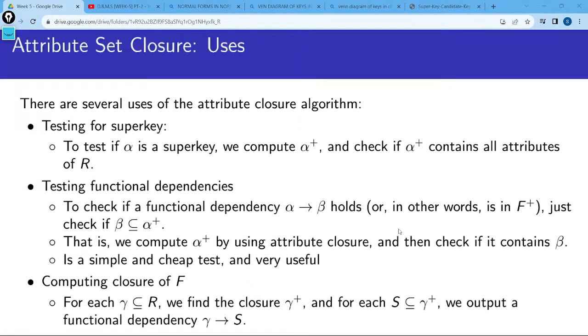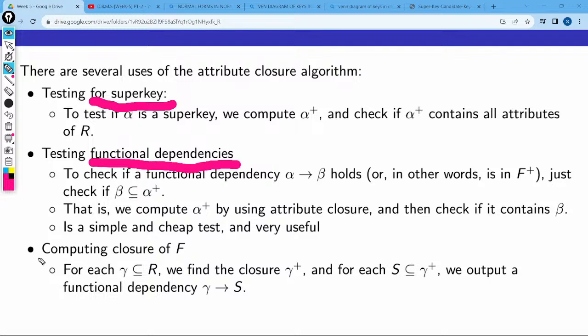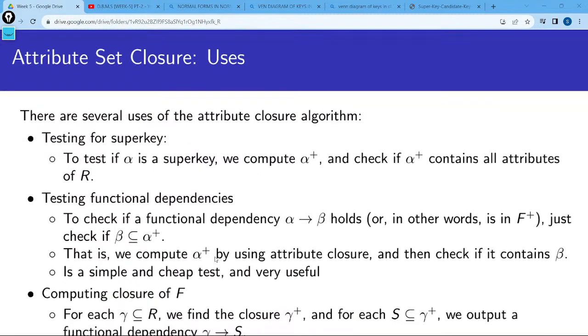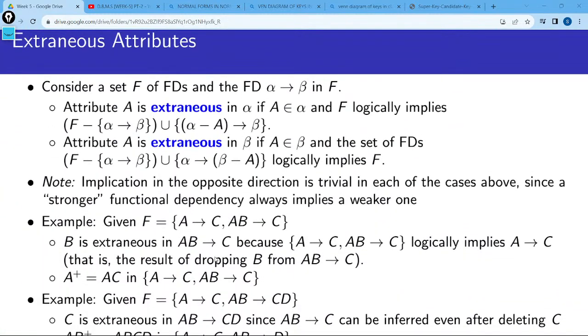Attribute set closure. The following are the uses of attribute set closure: testing for super key, testing for functional dependencies, and computing closure of F. Sorry, these are the uses of attribute set closure. Now, what is an extraneous attribute? So let me show you this.